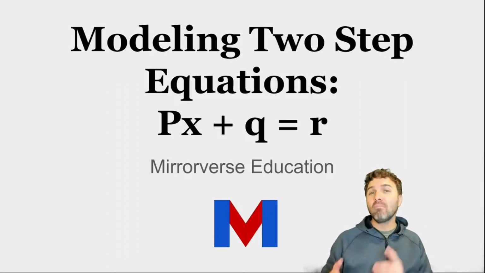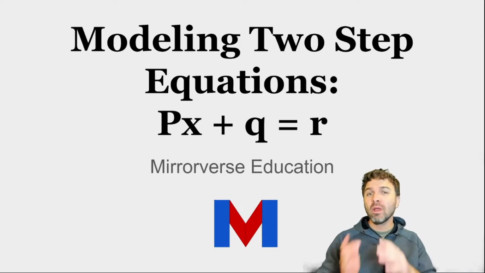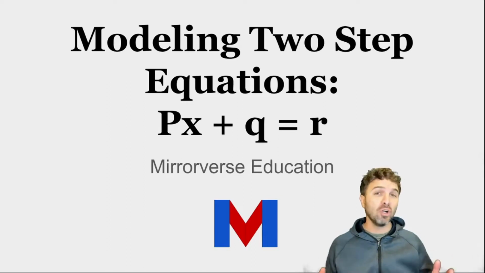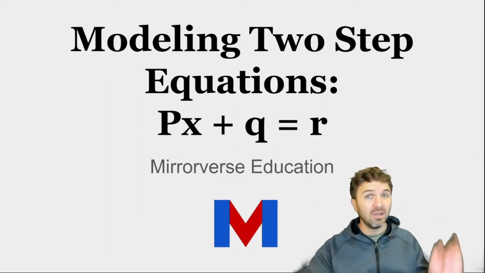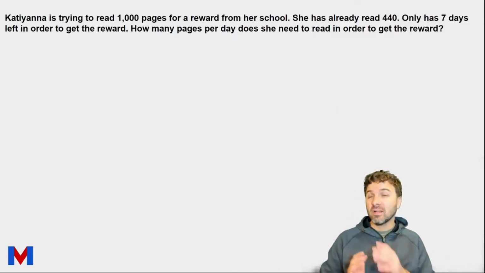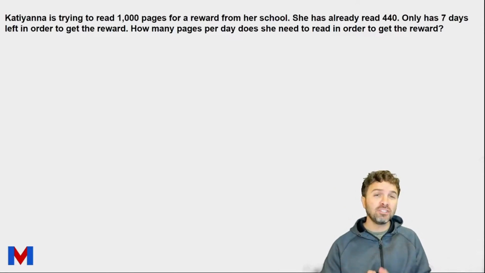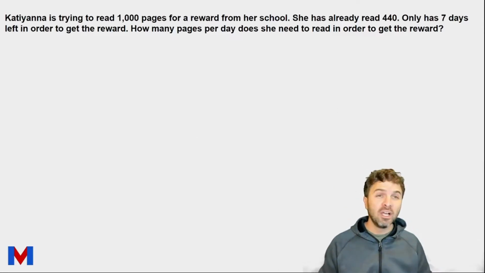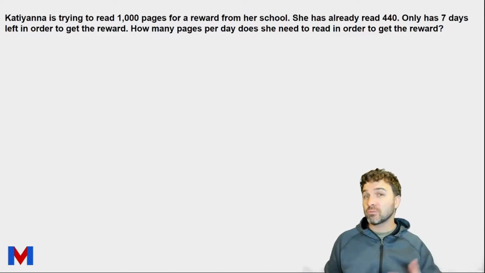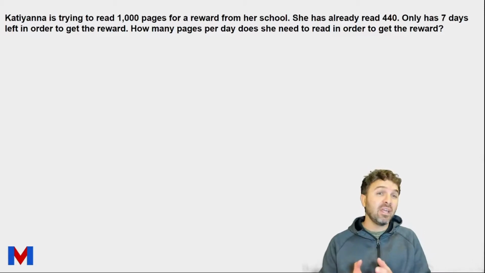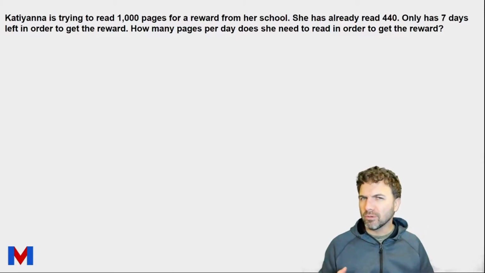Today, we're looking at modeling two-step equations in the form px plus q equals r. So, let's go. Katiana is trying to read 1,000 pages for a reward from her school. She's already read 440, but she only has 7 days left in order to get this reward. So how many pages per day is she going to have to read in order to get this reward?